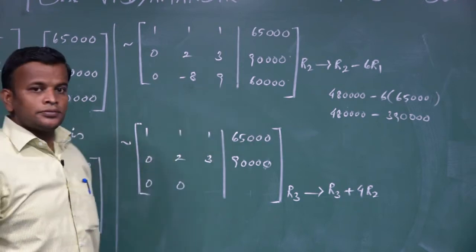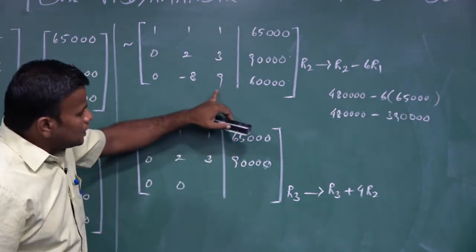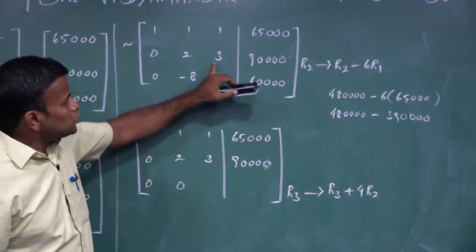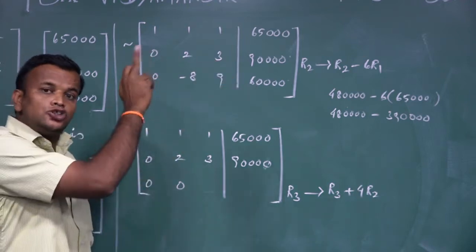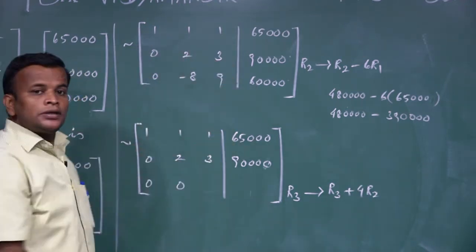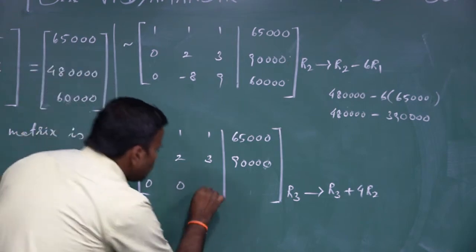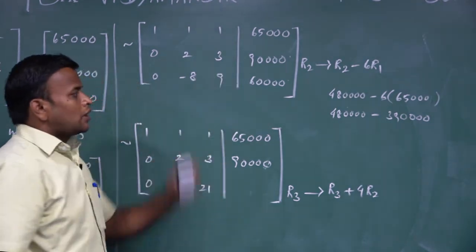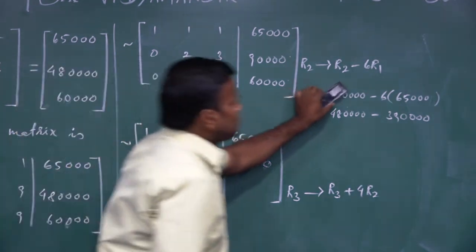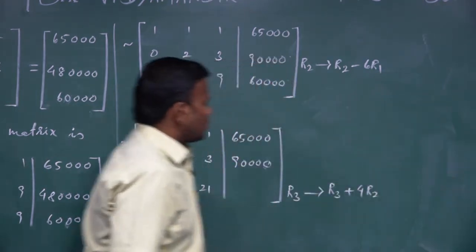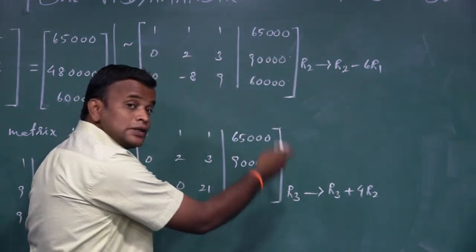And that number, R3 is 9, plus 4 times R2's 3. 4 3s are 12. 9 plus 12 is 21. Next, again a big number. So I write separately. How to write R3? We write R3 as R3.